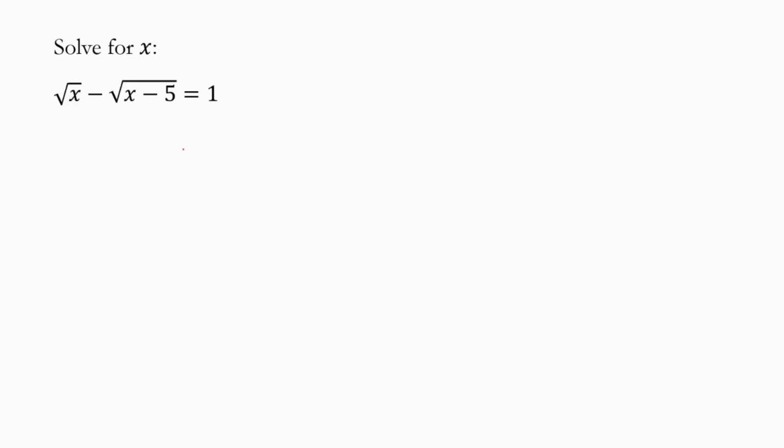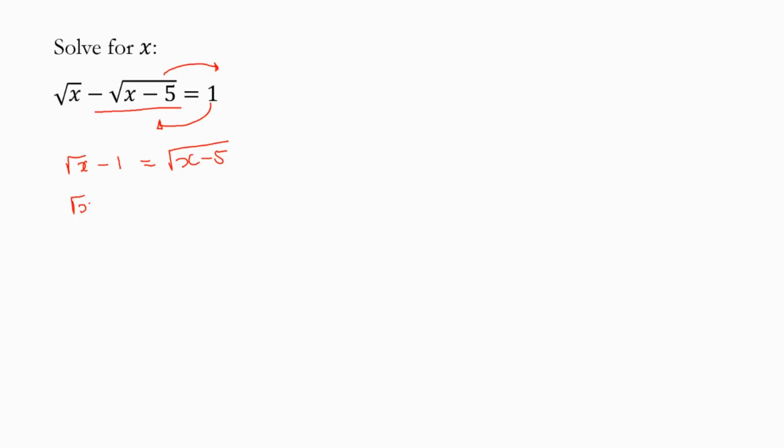Right, this is a surd equation, so we have to isolate the surd first. Remember that. So we can transpose this negative square root of x minus 5 to the right hand side, and then we can transpose this 1 to the left hand side. You see that? So we have the square root of x minus 1 is equal to square root of x minus 5. So we have isolated our surd here, so we can square both sides.